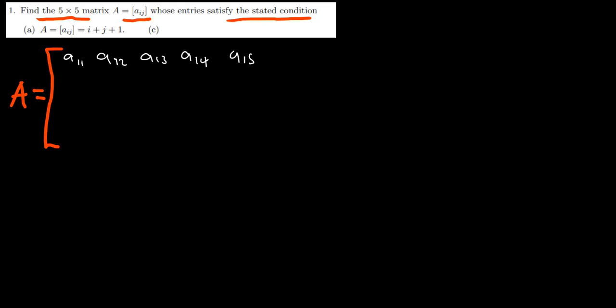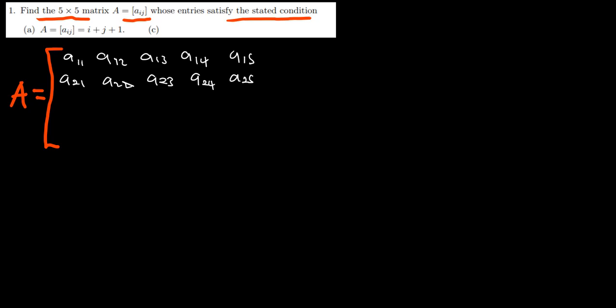So here in the second row you have A21, A22, then A23, A24, and A25. Why am I writing 3 there? This is the second column, so we're supposed to put 2 here.